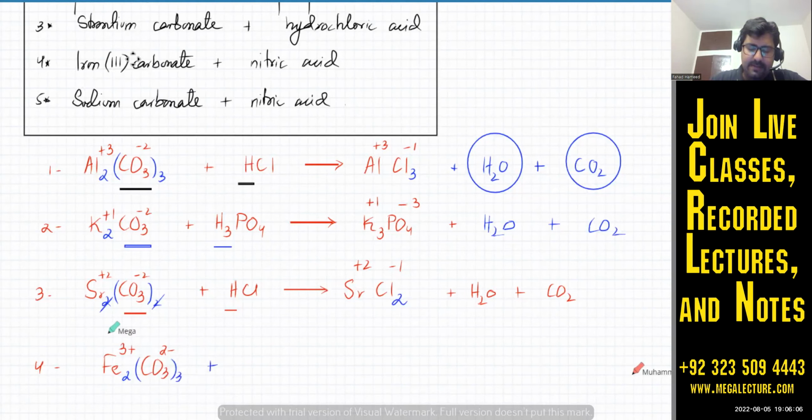plus what acid? Nitric acid. What is nitric acid? That's HNO3. Okay, that's what nitric acid is. And so again, it's a carbonate plus acid reaction. The carbonate and the acid H will combine and they will form water and carbon dioxide.